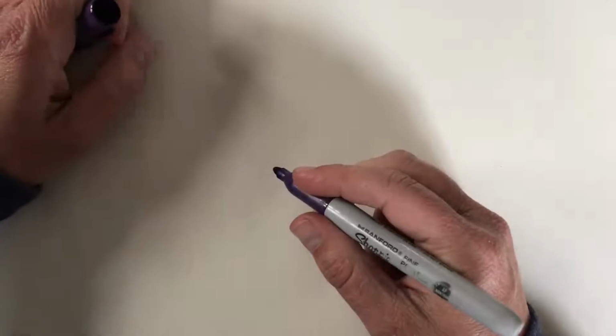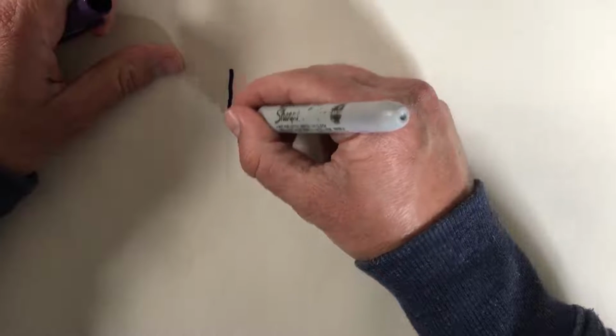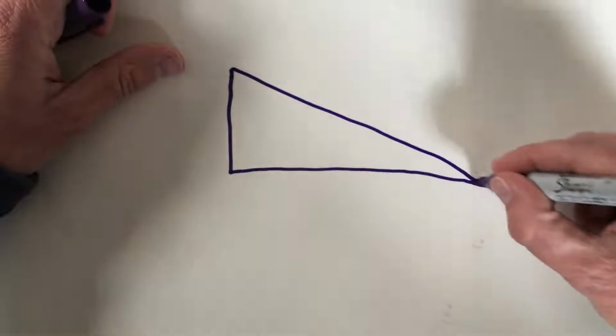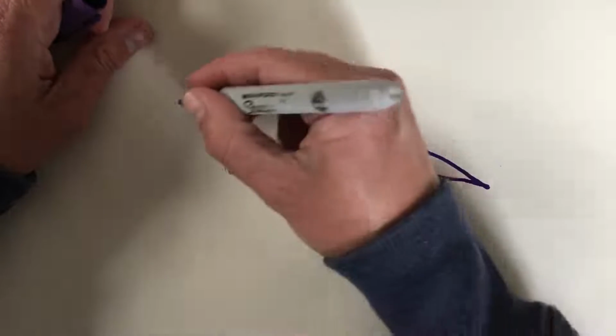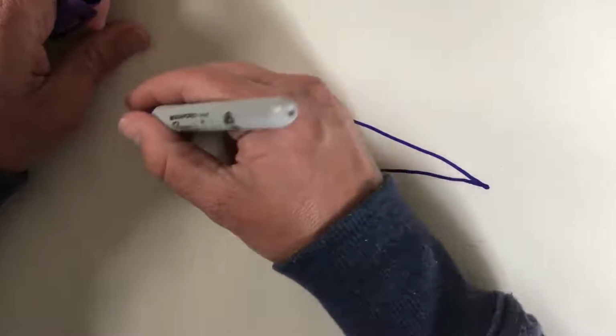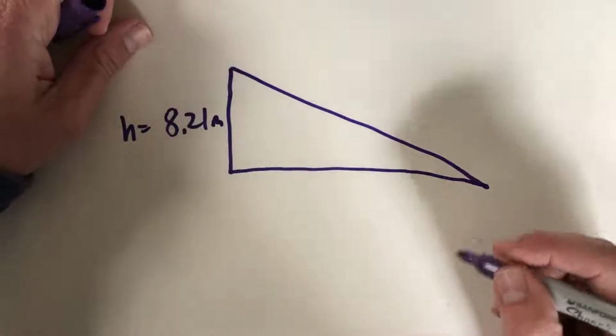Hey guys, I got a question on the third problem on the homework, so I figured I would just make a little video here showing it. So first of all, I'm going to sort of draw the hill here. So we've got this hill represented as a triangle right here. This side right here is 8.21 meters. I'll call that H for the height of the hill.